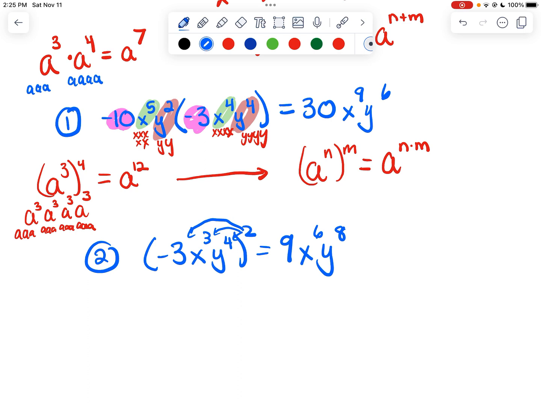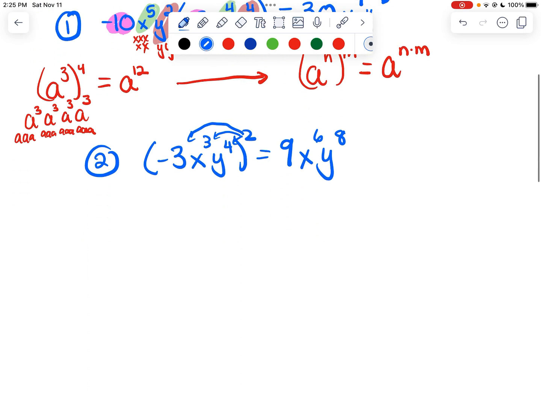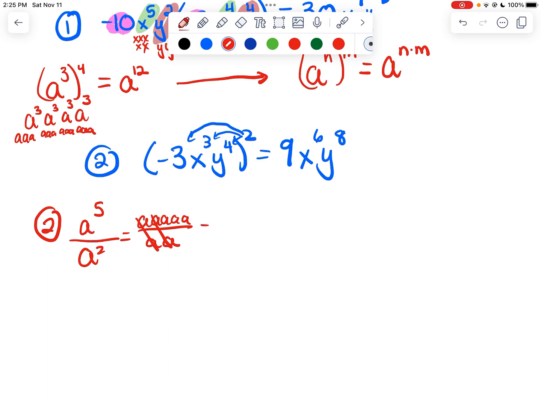The third thing that we are going to take a look at is when we divide powers. For example, if I had a to the 5th over a squared, this is really 1, 2, 3, 4, 5 over 1, 2. So that's really a cubed. So our rule would be, if we had a to the n over a to the m, we subtract those.